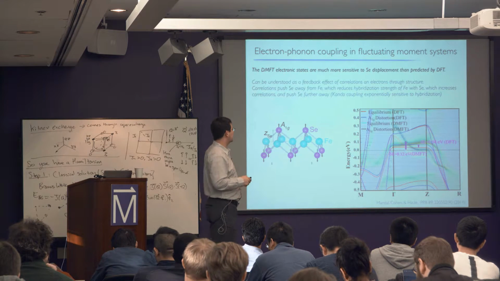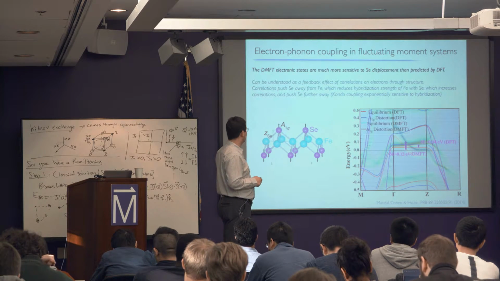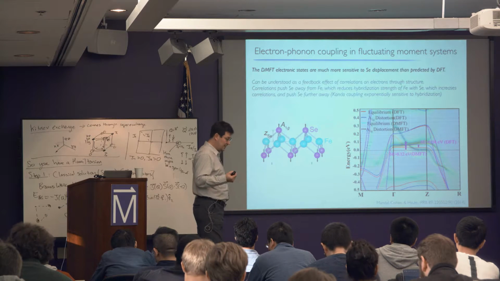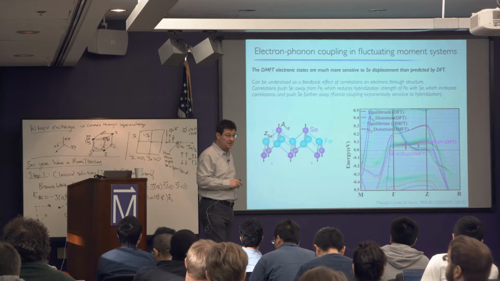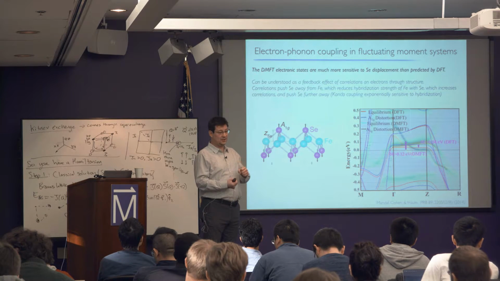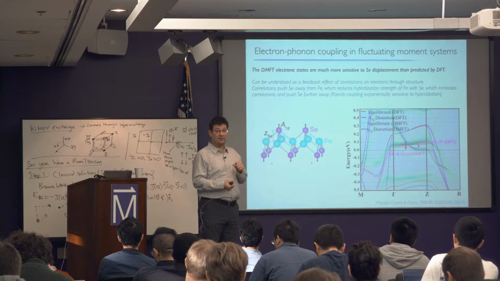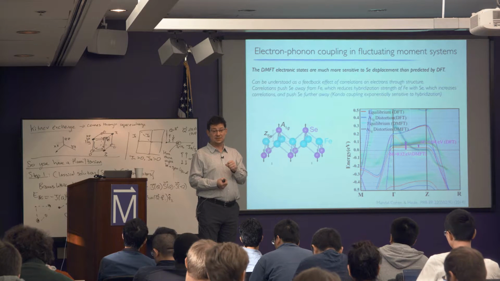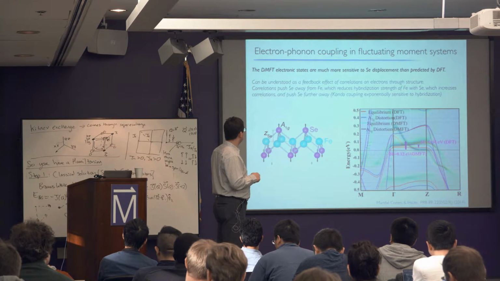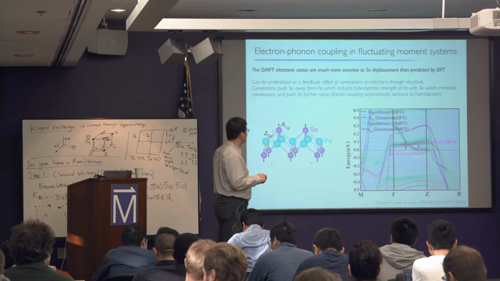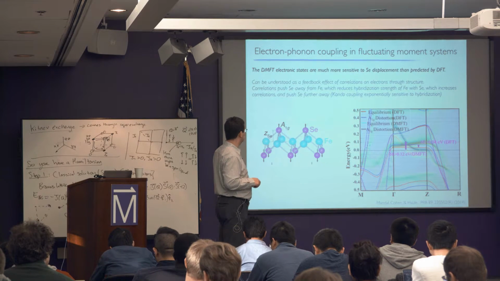So people are very interested in electron-phonon coupling in fluctuating moments. And the interesting thing is that within DFT, electron-phonon coupling in many of the systems, which are quite covalent, turns out to be not so good. Okay, so the DMFT electronic states are much more sensitive to selenium displacement than predicted by DFT.